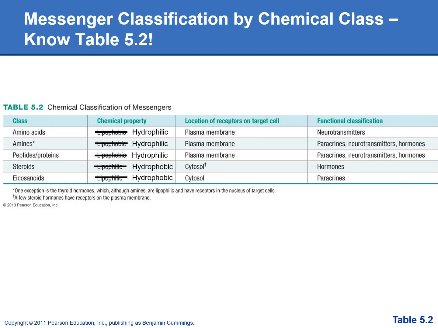All right, this is a really good table to know from your book. This shows all of the chemical classifications of the messengers, and make sure you know whether they're hydrophilic or hydrophobic, and also know where the receptors are on the target cells. So are they on the cell surface in the plasma membrane, or are they inside the cell? I'm not going to ask you about this last column over here. You don't need to memorize that.